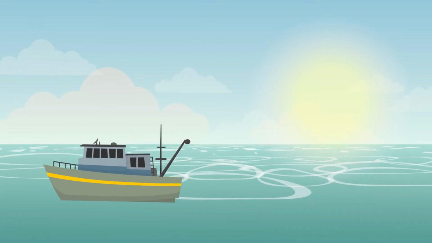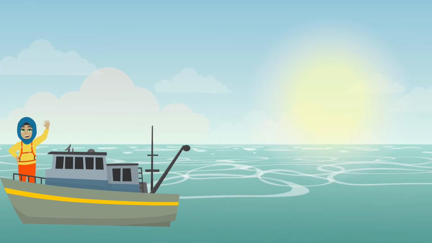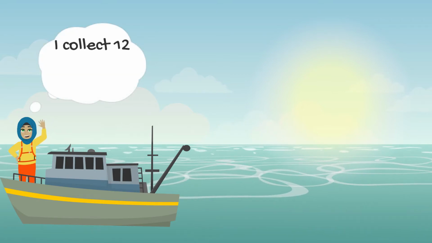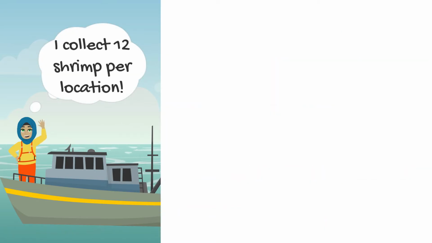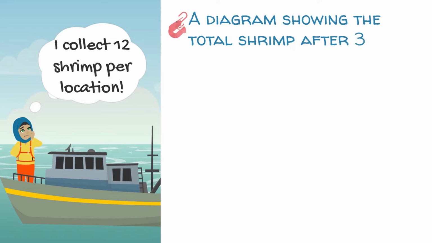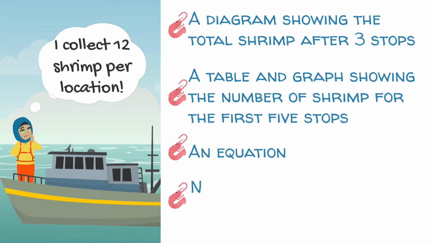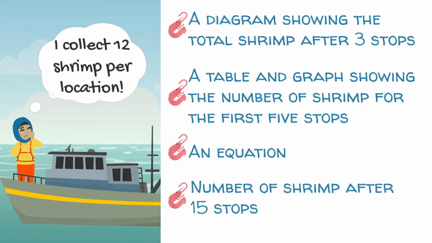Rania studies marine life off the coast of Georgia to help the shrimp industry. Today, she is collecting samples of marine life. She collects 12 shrimp of the same size at each spot she must sample. Represent this relationship with a diagram representing the amount of shrimp after 3 stops, a table and a graph showing the number of shrimp for the first 5 collection spots, and an equation. Use the equation to determine the number of shrimp collected after 15 sites.